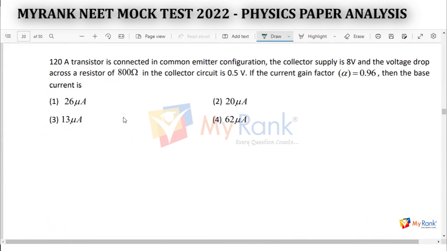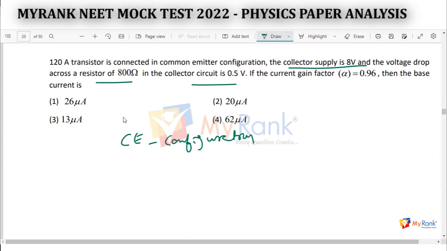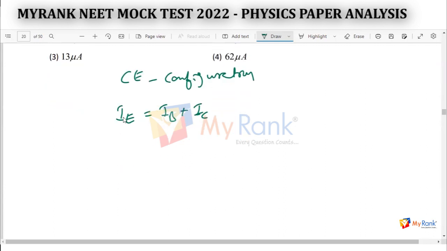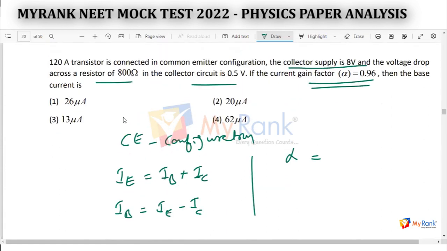A transistor is connected in common emitter configuration, and the collector supply is 8 volts. The voltage drop across the resistor of 800 ohms in the collector circuit is 0.5 volts. If the current gain factor alpha is 0.96, the base current is. Basically, students, for any configuration, emitter current is nothing but the sum of base current plus collector current, as we know. So it is asking to find the base current. That is nothing but emitter current minus collector current. And also given alpha as 0.96. Alpha means what? Basically IC by IE, that is given as 0.96.